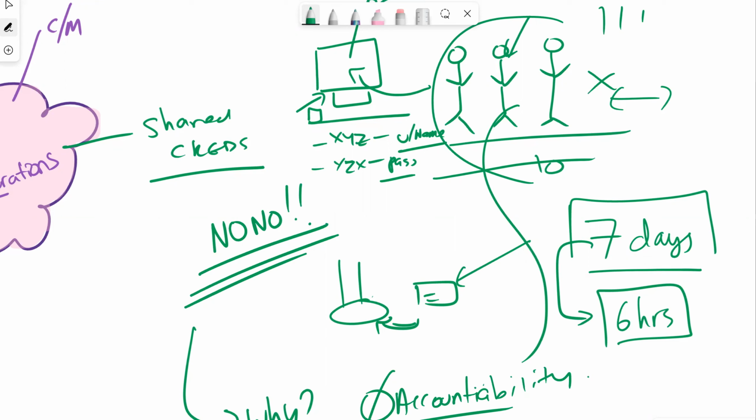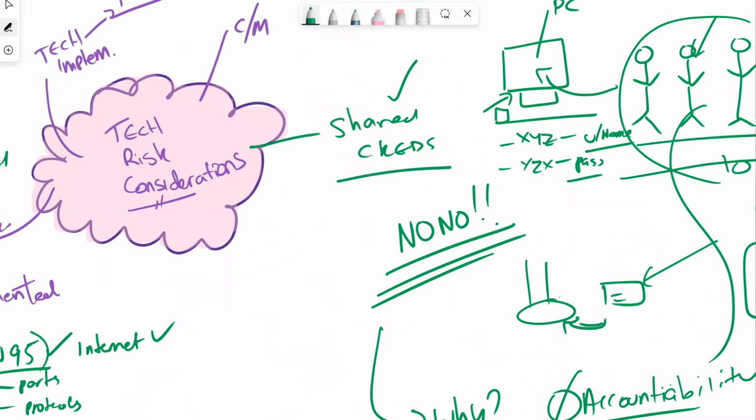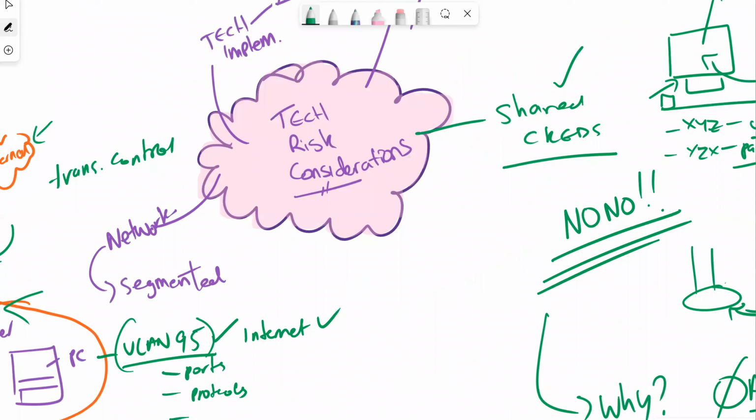So shared credentials are a big no-no across the organization that can affect our technical response and obviously our technical considerations around risk management, and then obviously our network segmentation and network controls as well. So we want to ensure that we're separating our network, we're not using shared credentials, and that we're reducing our risk across our environment, which is the most important thing that we should be focused on every single day.